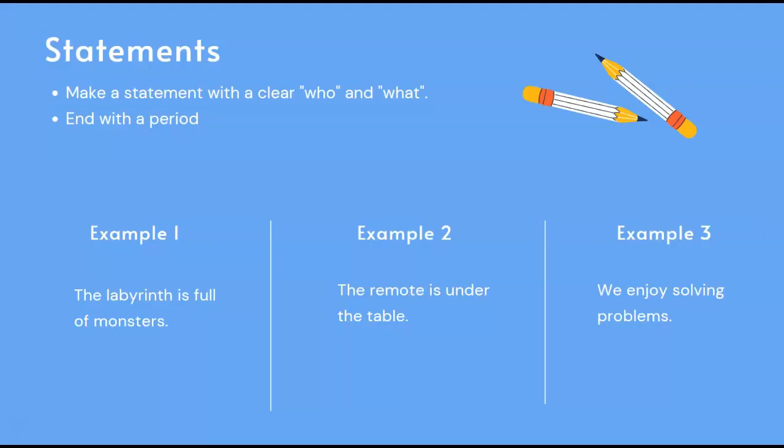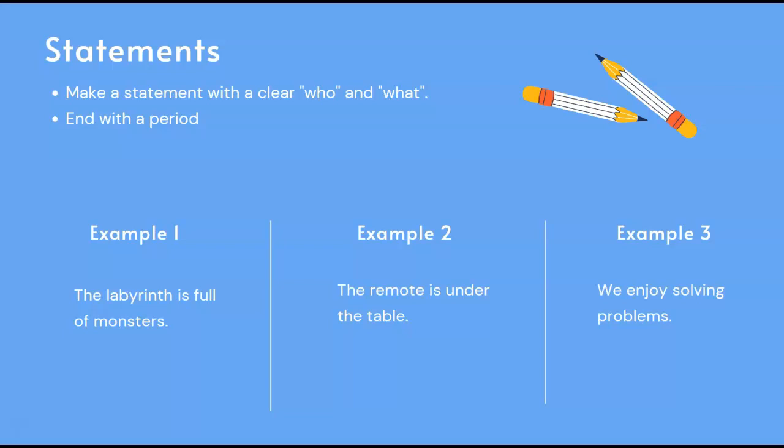So the first type, a statement, is a sentence that has a clear who and what. And these are what we talked about when we learned about complete sentences and fragments. The who is the subject of the sentence, and even though it says who, it sometimes is an it, but the subject is the noun or the noun phrase that's going to do something in the sentence. It's a statement about the subject of the sentence. It ends with a period.